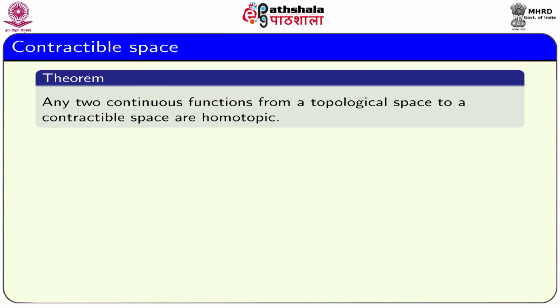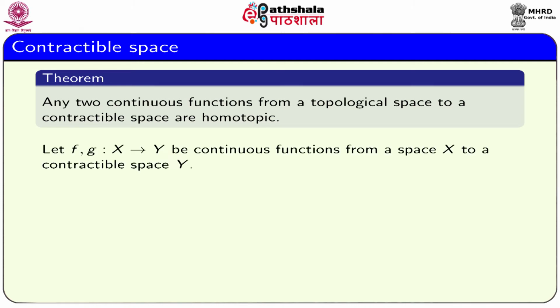Now of course, we feel that if a space can be squeezed to a single point x0, then it can be shrunk to any point of the space. We want to formalize this idea of squeezing to any point of the space mathematically. For that, we prove this theorem. It is a more general theorem that any two continuous functions from a topological space to a contractible space are homotopic.